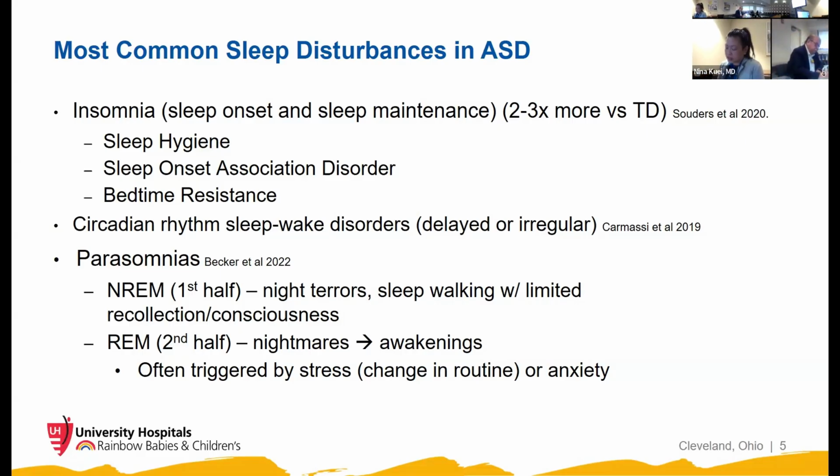Parasomnias, just like in typically developing peers, you have your non-REMs that happen in the first half of the night. Those are your night terrors, your sleepwalking with limited recollection and consciousness of the child. Obviously more concerned about dangers with sleepwalking, and parents tend to be pretty disturbed by this. And then you have your REM parasomnias in your second half. These are your nightmares that end up in very disturbed, distressing awakenings. And then often this is triggered by stress.